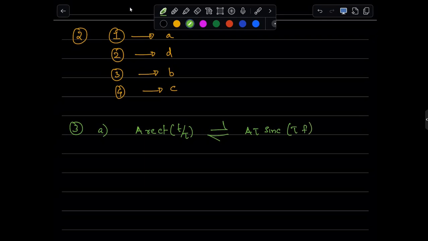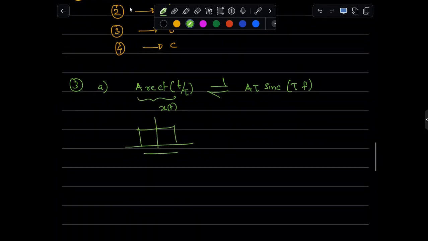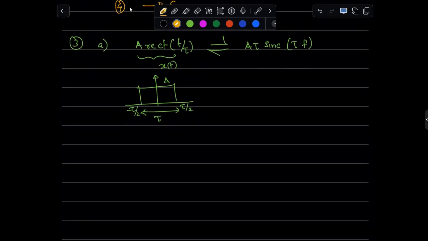So this is our signal now x of t. You see the signal is looking like this. The width of the rectangular pulse is given as tau. So this is tau over 2 and minus tau over 2, and the amplitude is a. This is our rectangular pulse. Now we will find the Fourier transform of this. So we will take the same formula, integral x of t into e power minus j 2 pi ft dt from minus infinity to infinity.